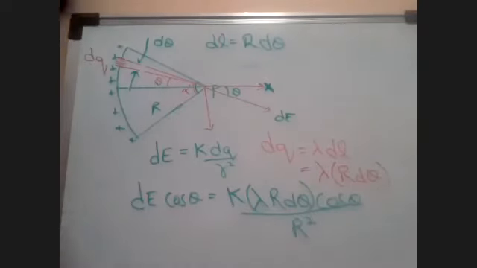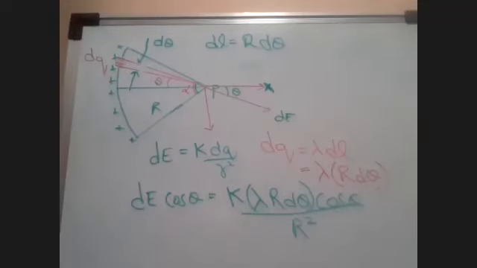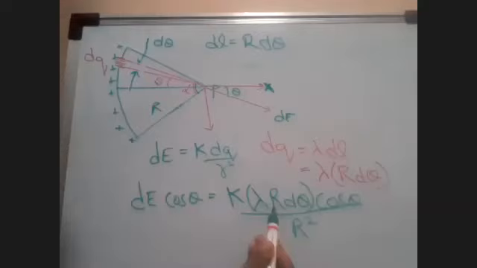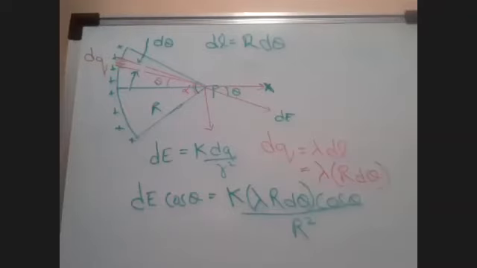Now what we got is the component on the x axis. We finally got the component upon x axis, but based on this small amount of dq. So now we have to integrate it. What are the constants? K, lambda, and R are constant, and R square is constant. The only variable is theta: cos theta d theta.